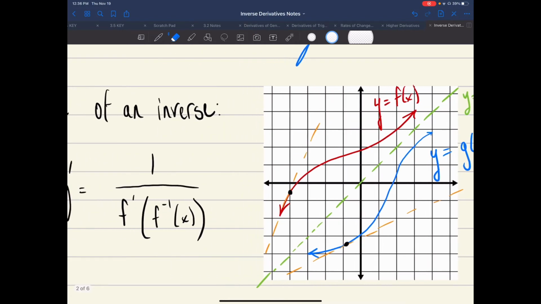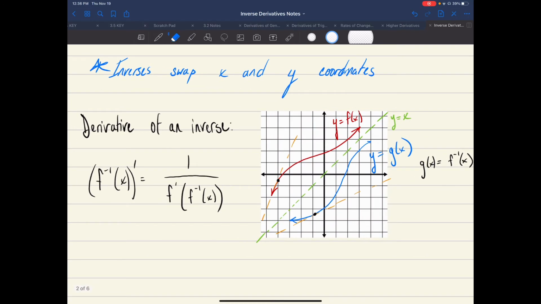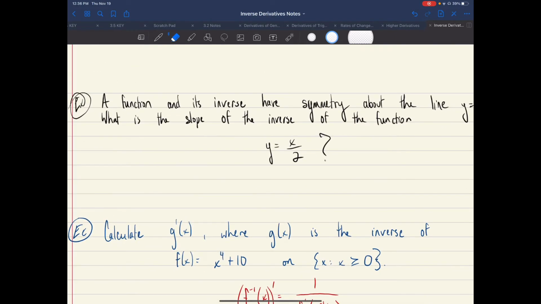So let's look at that formula. The derivative of an inverse, f inverse prime of x, is simply going to be 1 over f prime of the inverse. And what I'm going to do is do multiple examples for this, no two being the same, because that's generally how inverse questions are. So I'll start out with our first one, which is here.